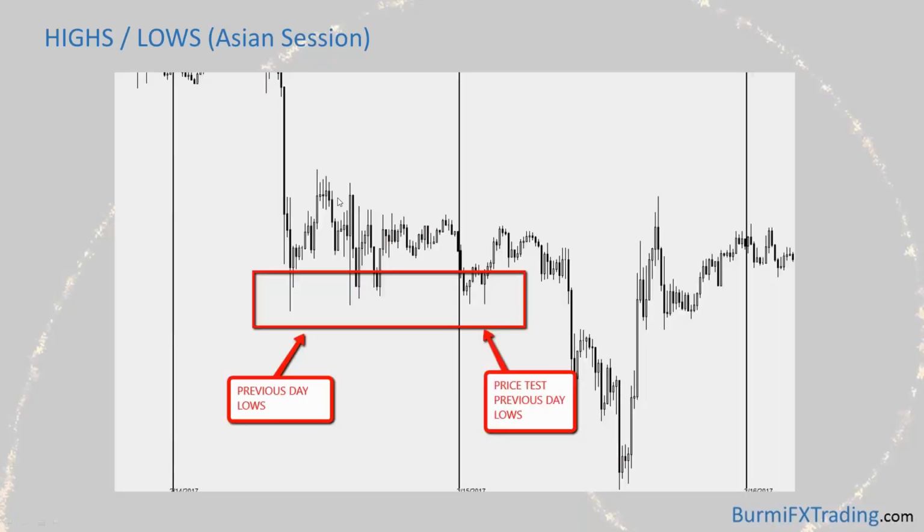Let's look at another example here. What you would do is open up your charts and mark down the previous day high. Let's say you're studying highs and lows during the Asian session. So you're going to mark down the previous day high, draw a line here, and then you will see how price responds to the previous day high on this day. So that's your sample one. Does that make sense?